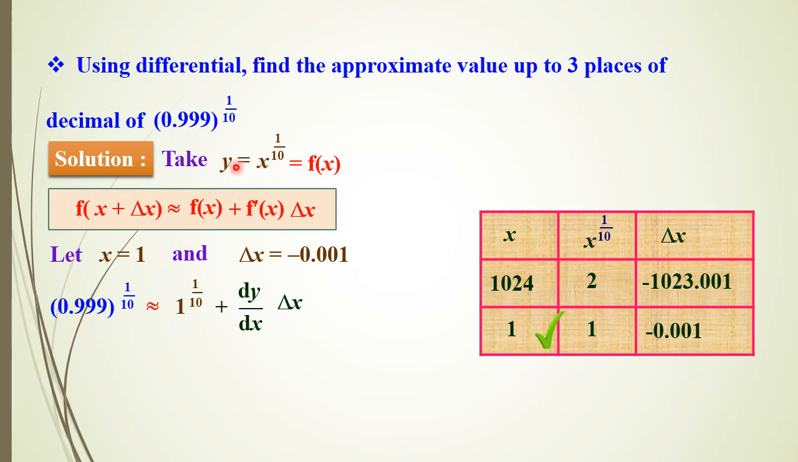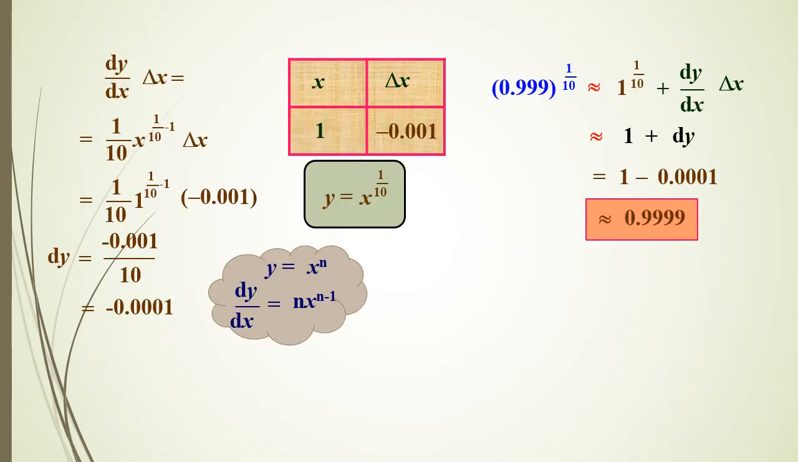F of x, y differentiation, can be written as dy by dx, and this delta x is carried forward as it is. Next, find the value of dy by dx into delta x. We know very well the differentiation of y equal to x to the power 1 by 10 can be written as 1 by 10 into x to the power 1 by 10 minus 1, using the formula for x to the power n, n x to the power n minus 1. Then this delta x is written as it is.